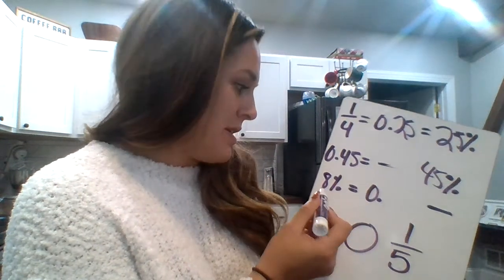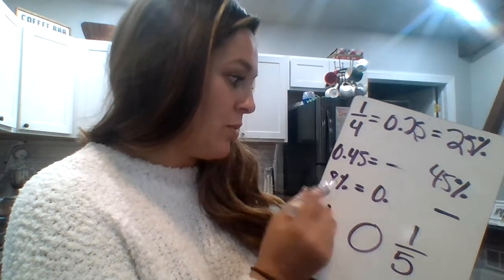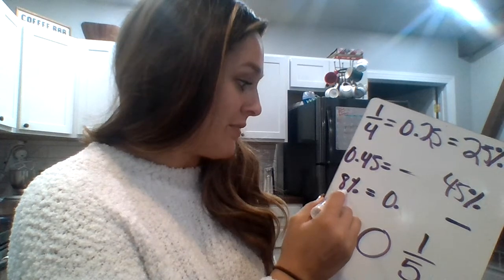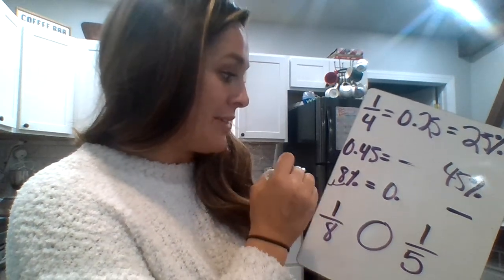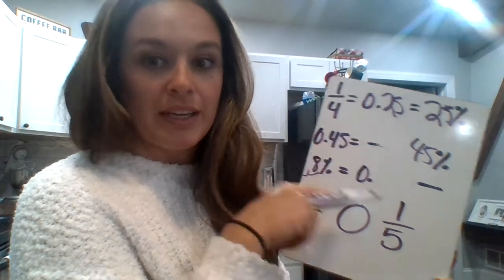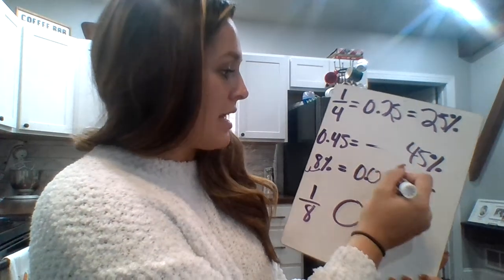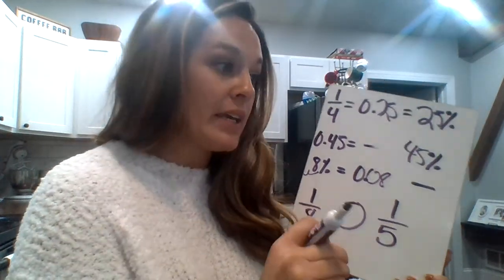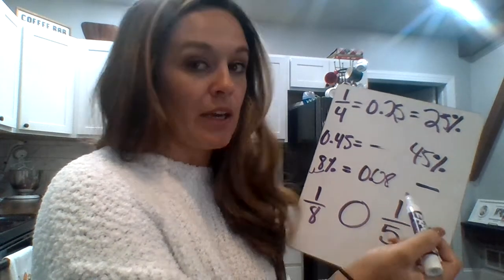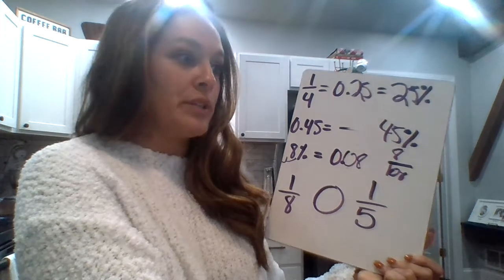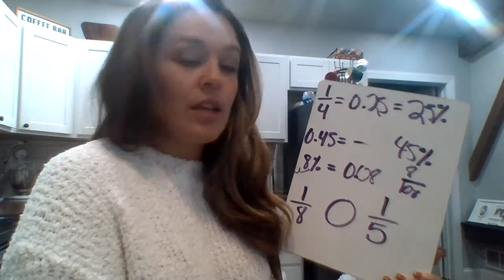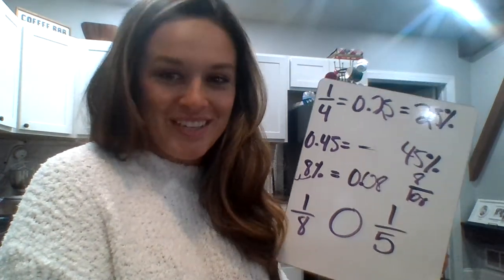Okay, next one, 8%. So when we're turning it into a decimal, we have to move it to the left twice, right? 1, 2. So it's going to be 0.08, and I did this on the last lesson. And then the percent is anything over 100. So it's just 8 over 100, but then we have to reduce that. No, we don't. It wants 8 over 100.